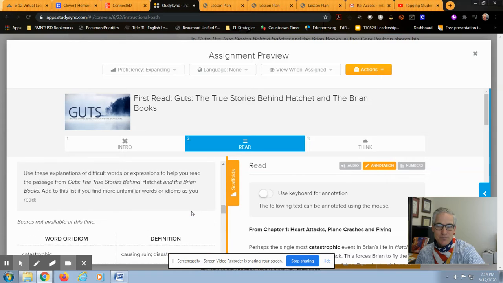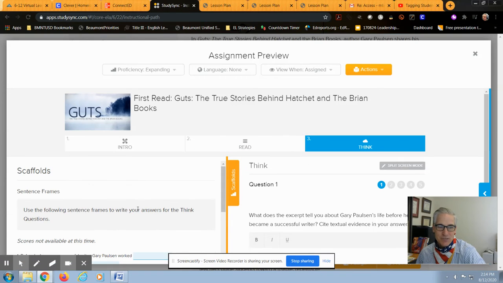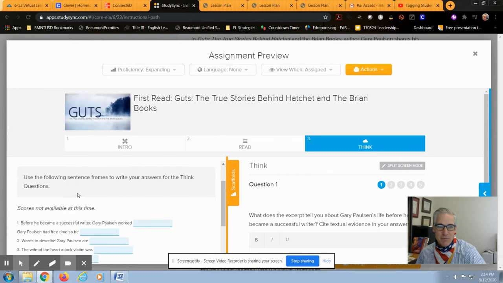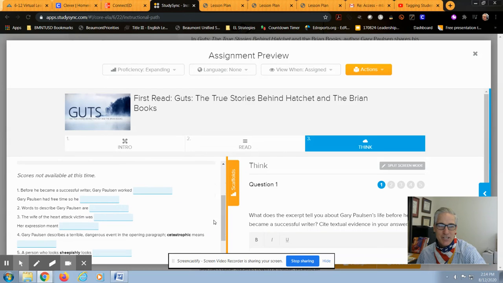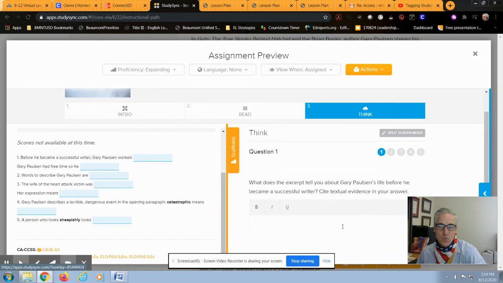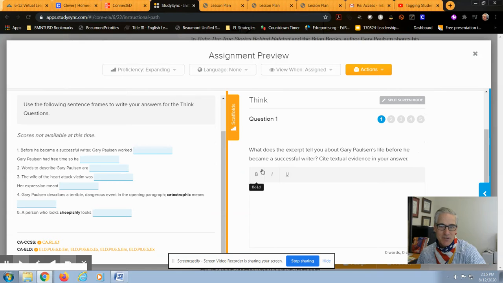And then also, when you get to the think questions, there are sentence frames that are provided here, which I think are really good, that helps the students work with the questions that they're asking. So for example, what does the excerpt tell you about Gary Paulsen's life before he became a successful writer? Cite textual evidence for your answer. So here we have a great sentence frame. Before he became a successful writer, Gary Paulsen worked blank. Gary Paulsen had free time so he could blank. So this all helps get that information about his life before he was a successful writer.